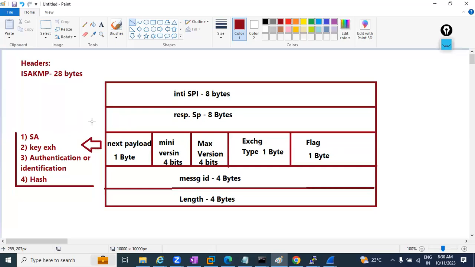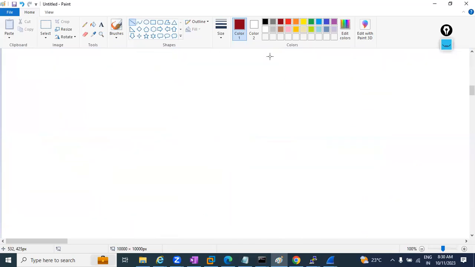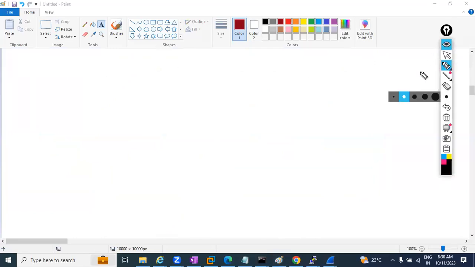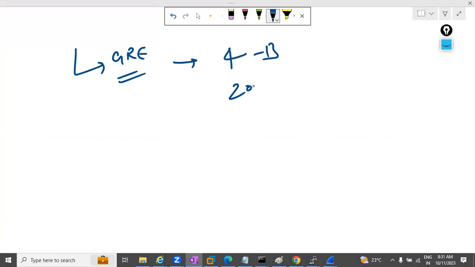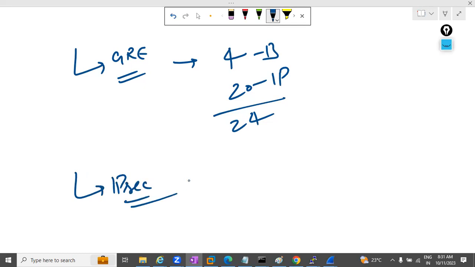Let's consider GRE, which we have already discussed. In GRE, how many bytes of header do we use? We use 4 bytes for GRE and 20 bytes for IP, so the total is 24 bytes here. On top of that, we then have to use IPsec. So how many bytes of header would IPsec add? It would add 20 bytes of header again, for ISAKMP.